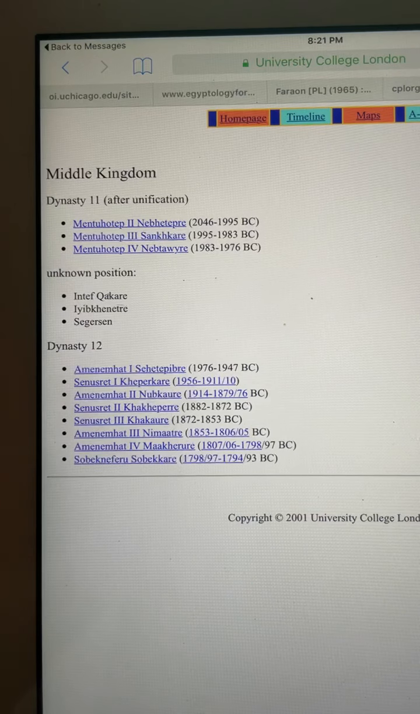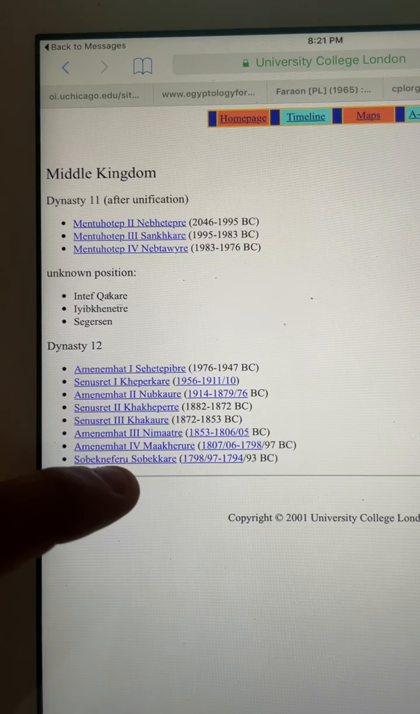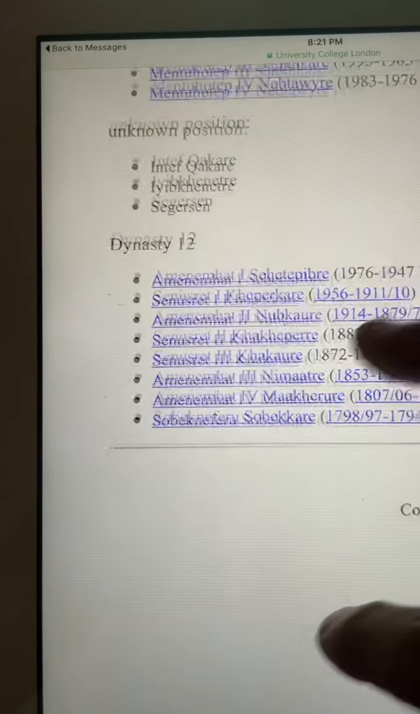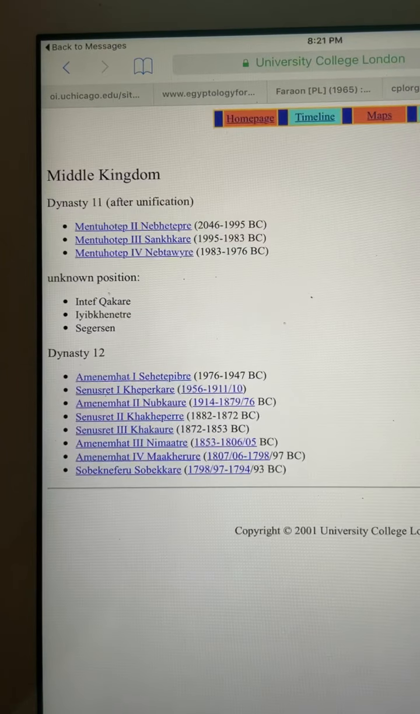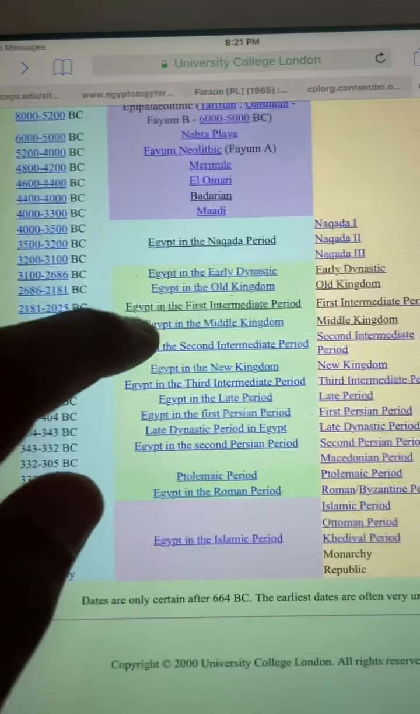And Senusret I, and so on and so forth, the Amenemhats, and there's even a Sobek Nefru, the beautiful Sobek. There were pharaohs named after Sobek, the crocodile god. All right, Middle Kingdom. A couple of points about the Middle Kingdom. It's considered the height of Egyptian.